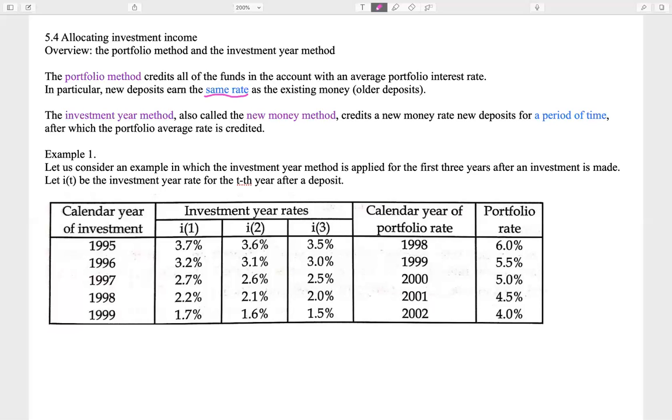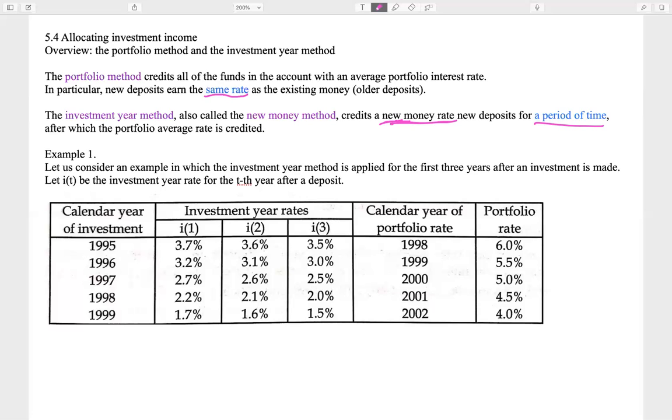On the other hand, we also have the investment year method. By the way, it is also called the new money method. Under this method, the new money will get a different rate for a period of time. So it will be credited under a new rate for a period of time. After that, it's getting the same rate as the much older deposits, right?